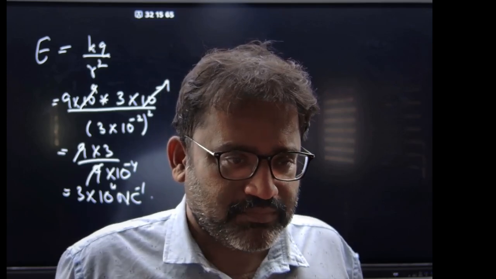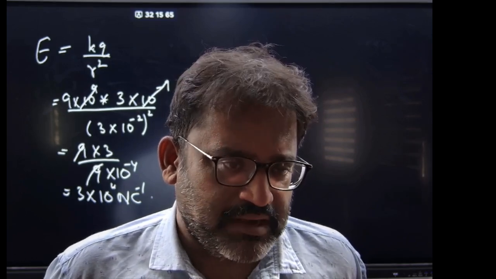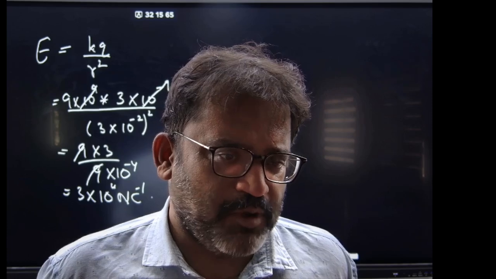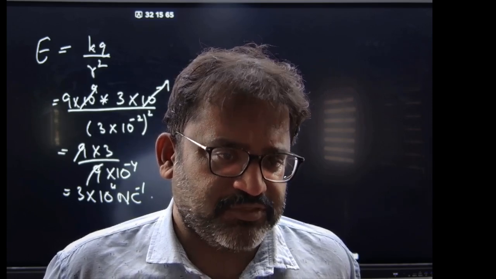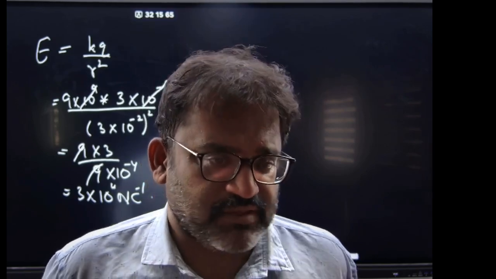So F is equal to K Q1 Q2 divided by R square. Any problem with that? What is Q1? 6 millicoulomb, correct? And what about Q2? 9 millicoulomb. So 6 into 9 gives me what? 54 into 10 to the power of minus 6 into K divided by, what is the distance? Not given. Take it as R square. Same place. Take it as R square.